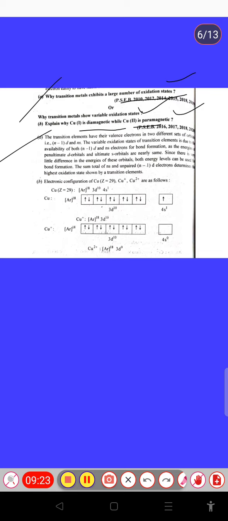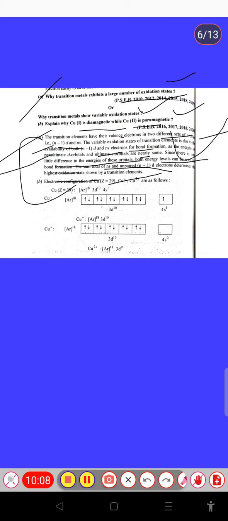So let's start from the first question. In the case of transition elements, their valence electrons are in two different sets of orbitals, (n-1)d and ns. The variable oxidation state of transition elements is due to the availability of (n-1)d and ns electrons for bond formation. As the energies of the (n-1)d orbital and ns orbital are nearly the same, there is very little difference in energy of these orbitals, so both energy levels can be used for bond formation. The total sum of ns and (n-1)d electrons determines the highest oxidation state shown by the transition elements. So that's why all transition metals show variable oxidation states.